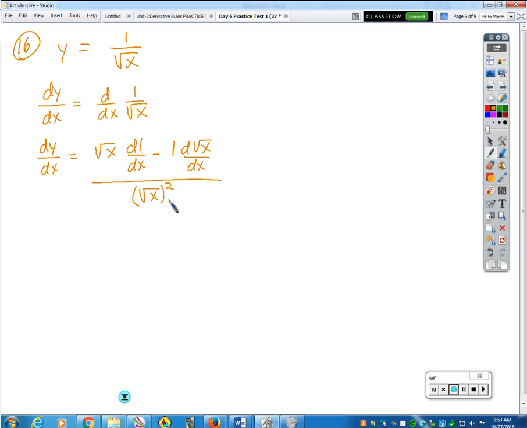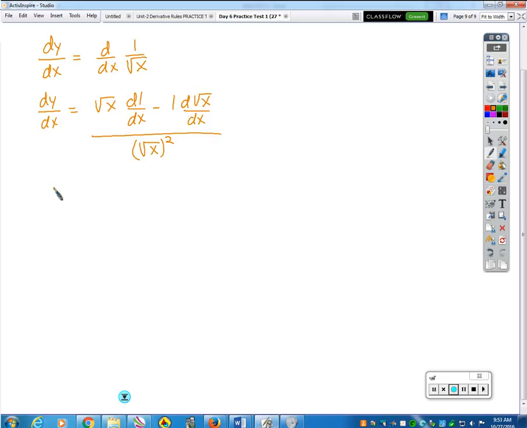d of 1 just becomes 0. So then negative the square root of x is 0 plus 0, so this is 0. Then it's the square root rule, correct? So then we're going to have 1 over 2 square root of x in parentheses.